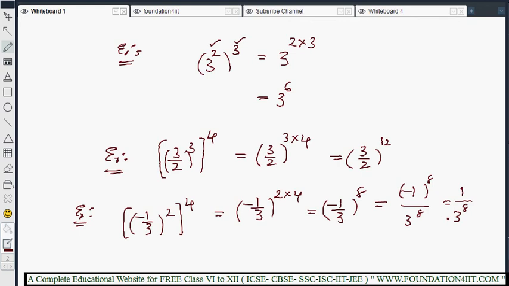So you can simplify. 3 power 8 means 3 eight times you need to multiply. That is 1 by 3 power 8, which is 1 by 6561. So if you multiply 3 eight times. Okay, so this is the fourth law.